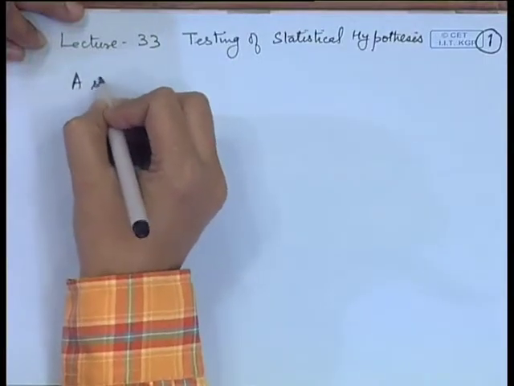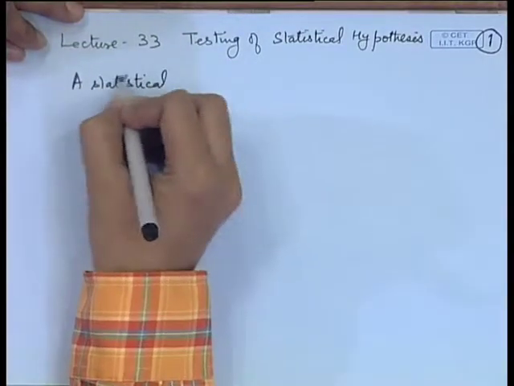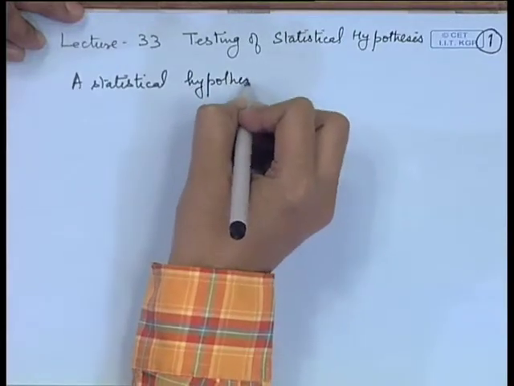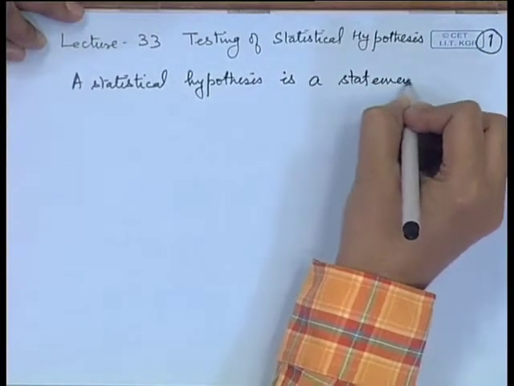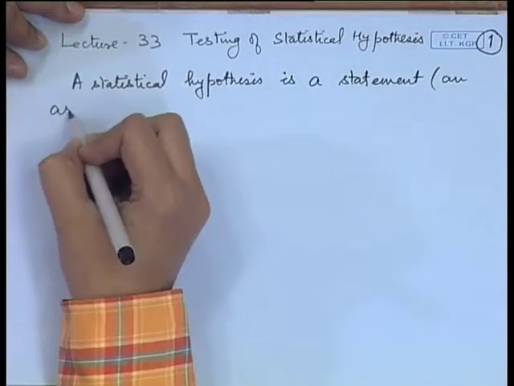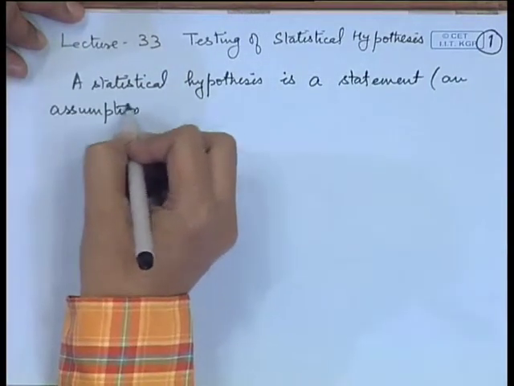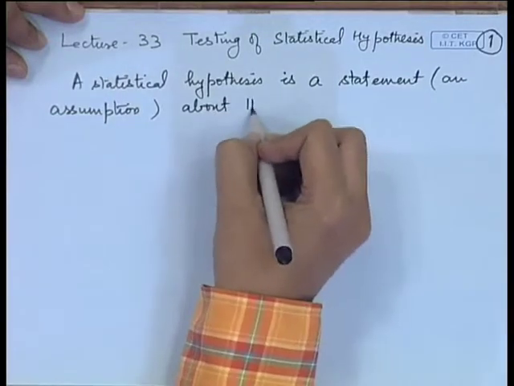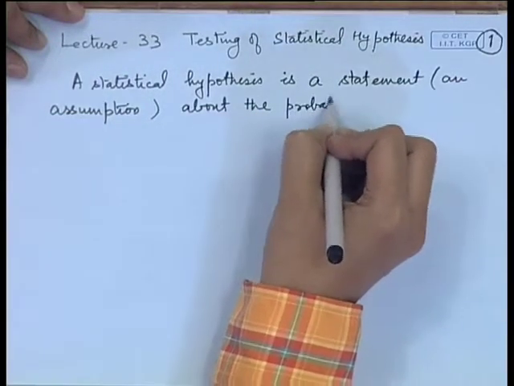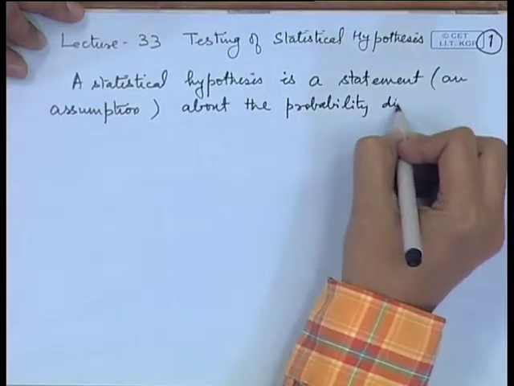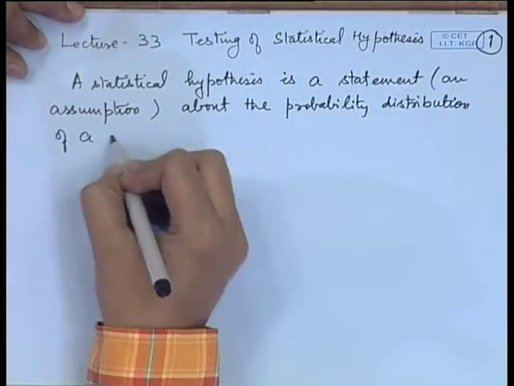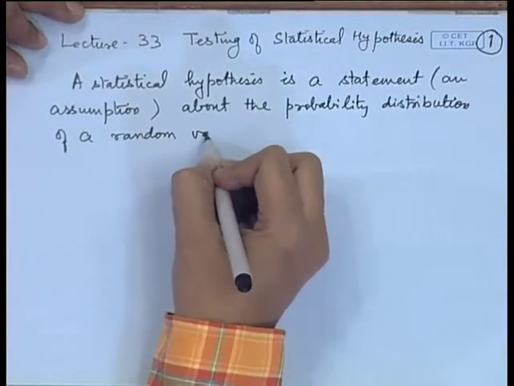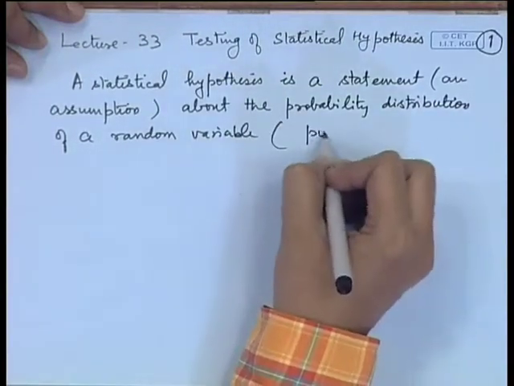So, specifically speaking, a statistical hypothesis is a statement, or you can say an assumption, about the probability distribution of a random variable or a population.